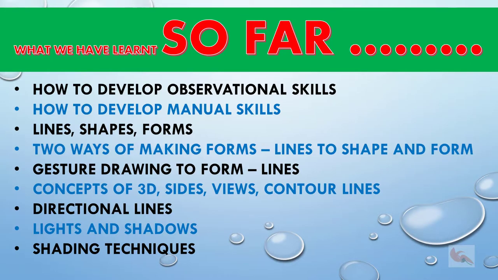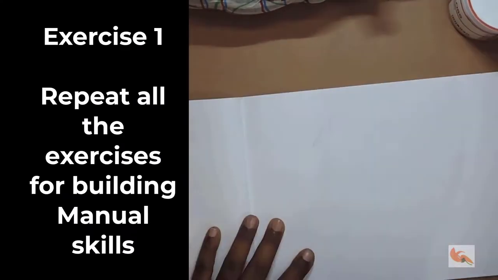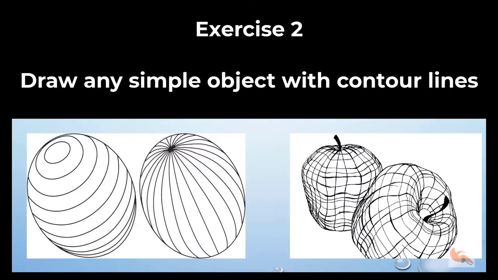Till now, in this series of Drawing for Absolute Beginners videos, we have covered how to develop observational skills and manual skills, lines, shapes and forms, two ways to make form, shapes to form and gesture lines to form. We have also seen the concepts of 3D, sides, views, contour lines, directional lines, lights and shadows, and shading techniques. And I hope you have been doing the exercises that I have recommended.